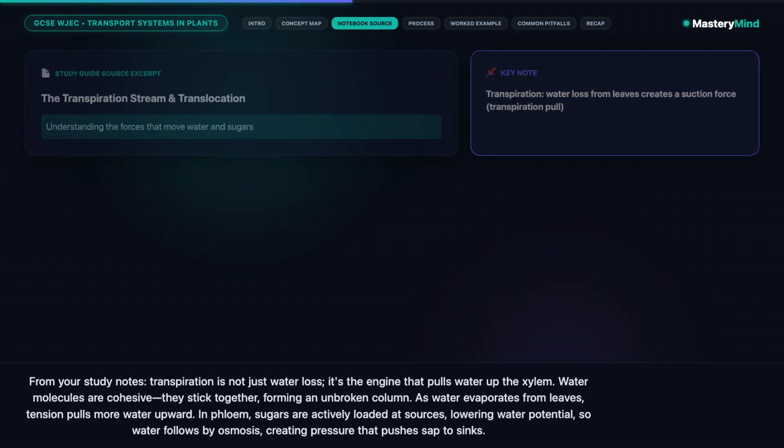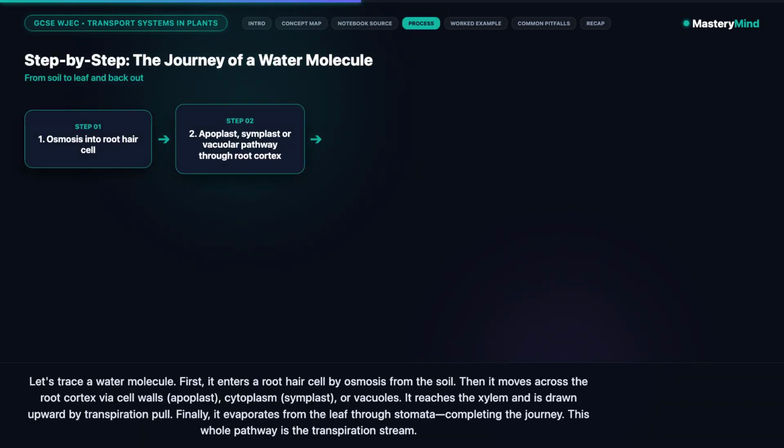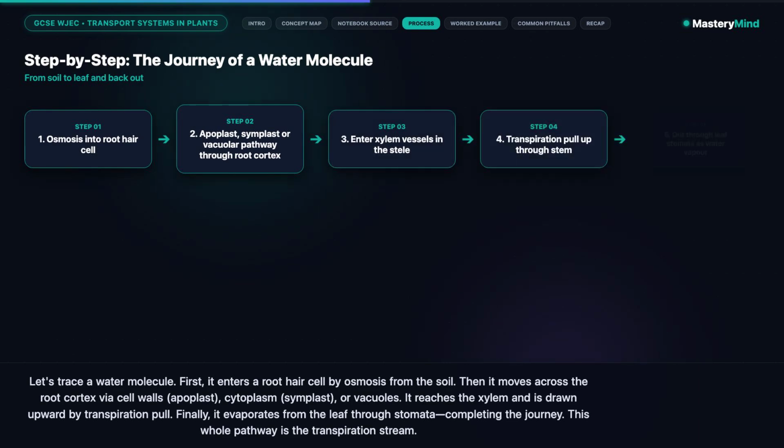First, it enters a root hair cell by osmosis from the soil. Then it moves across the root cortex via cell walls, apoplast, cytoplasm, symplast, or vacuoles. It reaches the xylem and is drawn upward by transpiration pull. Finally, it evaporates from the leaf through stomata, completing the journey. This whole pathway is the transpiration stream.